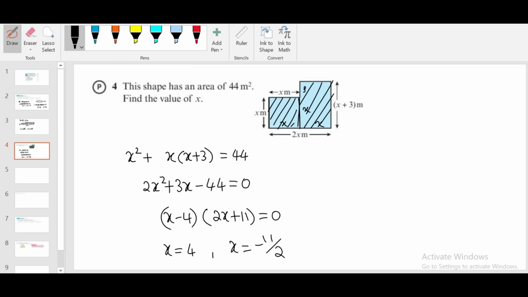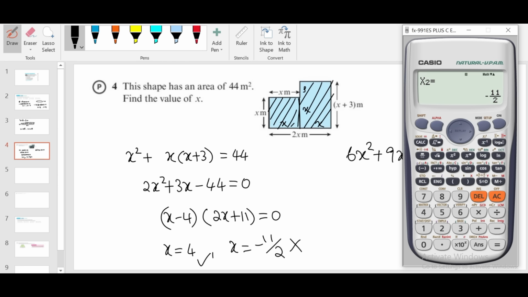So x is basically the length of the side. It cannot be a negative number. So x is equal to 4 is the answer. Okay, there is one more thing I need to explain here. Let's say you come across this quadratic equation: 6x square plus 9x minus 132 is equal to 0. And you want to use your calculator to solve it.